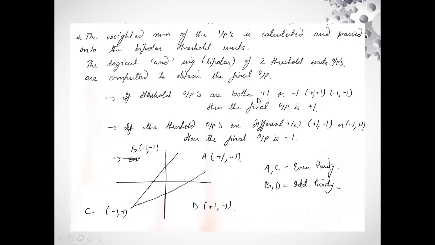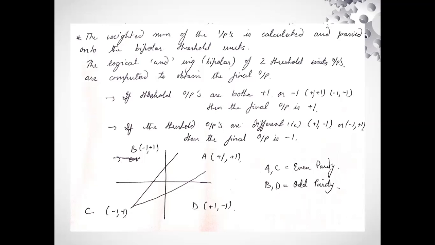Here, if the threshold outputs are both +1 or both -1, that means whether it is +1 or -1, then the final output is +1. And if the threshold outputs are different, that is +1 -1 or -1 +1, then the final output is -1. So here we are going to plot the graph. For A we have +1, for B we have -1, and for C, this is obviously below 0, so -1. This is D, +1, -1.